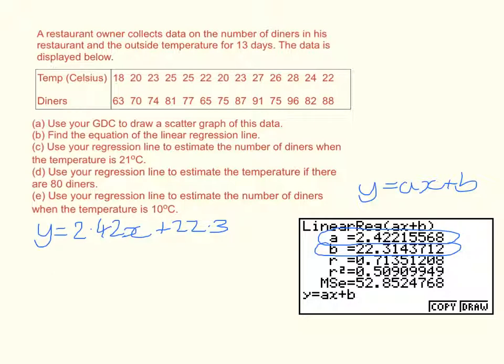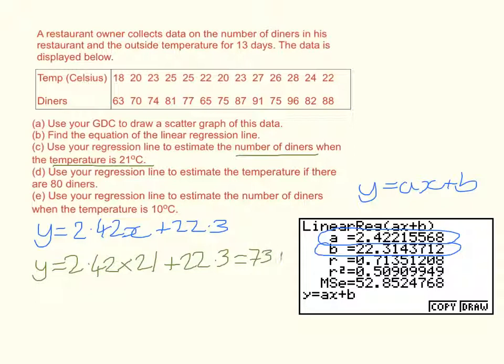So estimate the number of diners when the temperature is 21 degrees. So temperature is our x here. So we're going to do y equals 2.42 times 21 plus 22.3, and we put that into our calculator and we get 73.12, which is 73 diners.